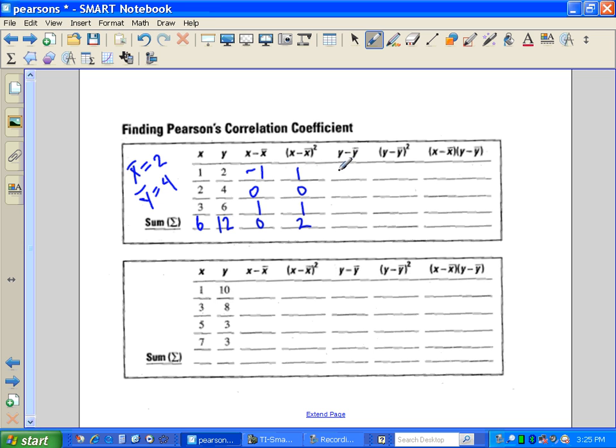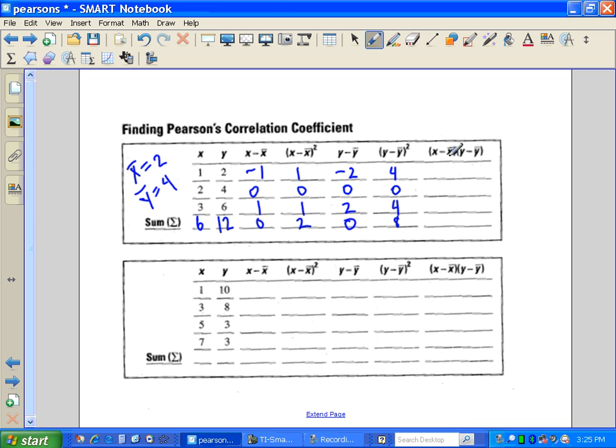Then I'm going to take my y data and subtract the y mean. So 2 minus 4 is negative 2. 4 minus 4 is 0. 6 minus 4 is positive 2. The sum of that is 0. If we square each of those, negative 2 squared is positive 4. 0 squared is 0. 2 squared is 4. The sum of that is 8.